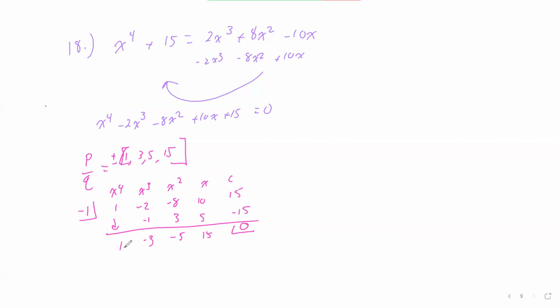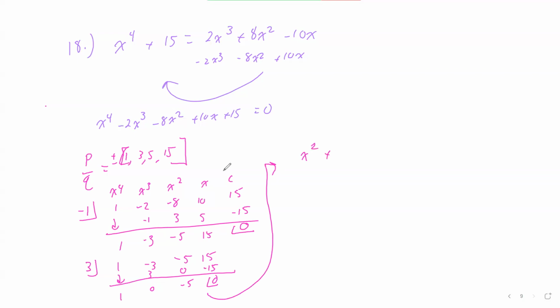That only gets me down to a cubic. So let me try positive 3 this time. So that'd be 1, negative 3, negative 5, 15. That's 1, 3, 0, 0, negative 5, negative 15, 0. So then this right here ends up being x squared, because that's a cubic, then an x squared minus 5 equals 0. So that gives you x equals plus or minus the square root of 5, because I'd add 5 and take the square root of it. So therefore, my answers are negative 1, 3, and plus or minus the square root of 5.